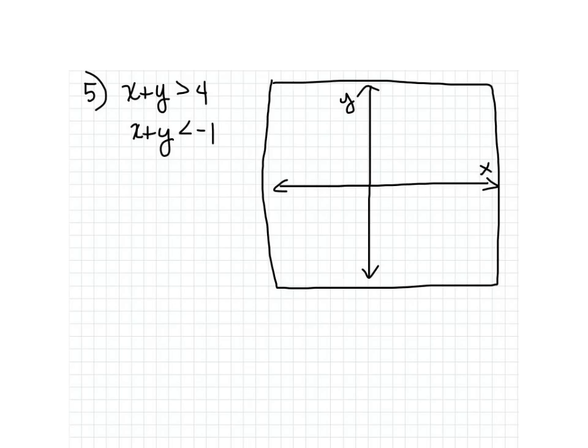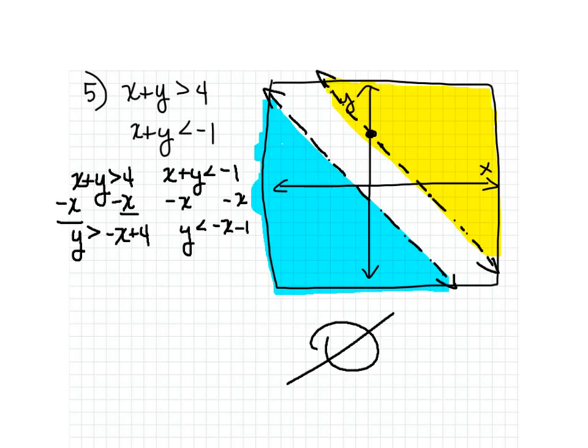Pause the video. Okay, and number 5 is no solution. If you notice, the graphs of these two inequalities never intersect. You have two parallel broken lines, one intercepting the y-axis at positive 4, the other one at negative 1. One is shading where y is greater, one is shading where y is less. And so these two have no points in common. So this is a no solution.